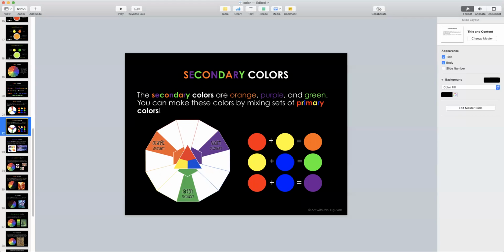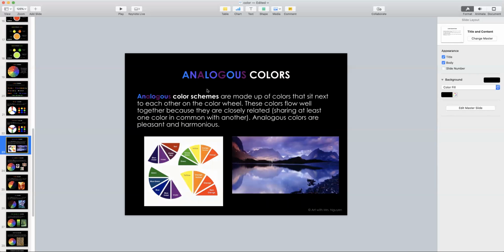Secondary colors. Analogous color schemes, okay? So analogous is when they are close together on the color wheel. So they should flow well together because they share some of the same colors. So if you just kind of took a little segment of the color wheel and found some colors that were close together, that would be an analogous color scheme.